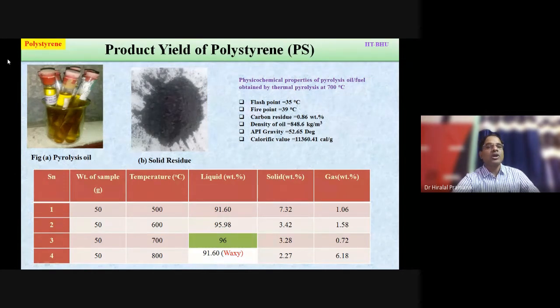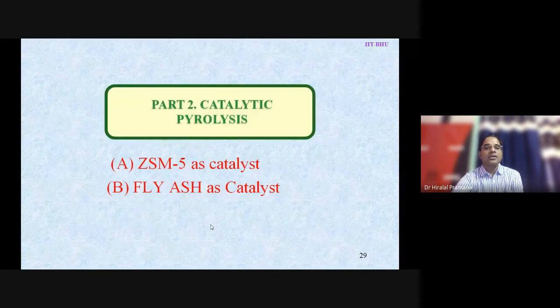Similarly, for polystyrene we also got a 96% yield at 700. At 800 it gives wax, so we stopped; that's why we did not go beyond 800. 700 is the optimum temperature for thermal pyrolysis, and we have the results. We also analyzed in terms of BTX, which I'll discuss later on.